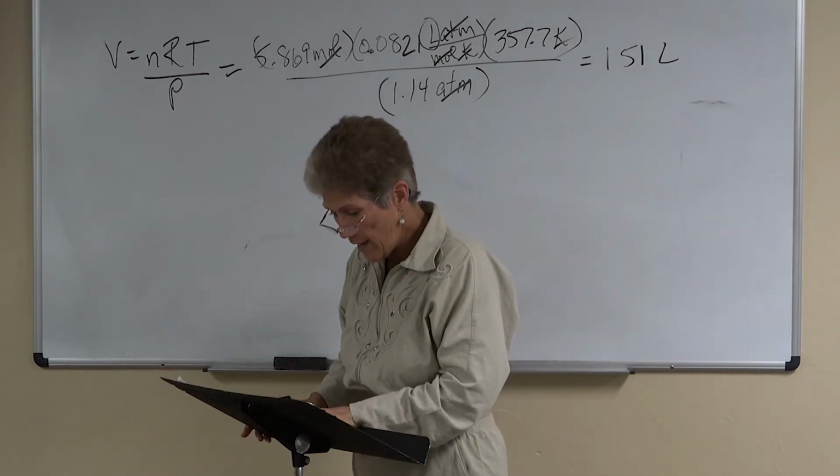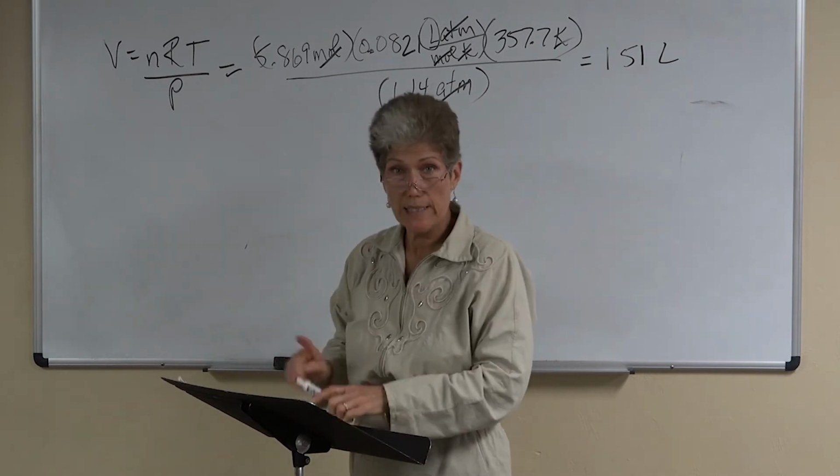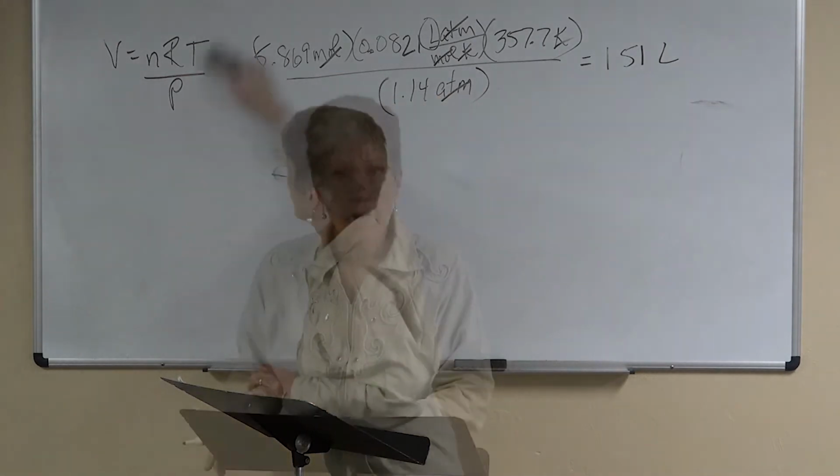And so what I get is 151 liters, 3 significant figures. Number 8, how many liters of hydrogen are made at 25 degrees Celsius, 1.12 atmospheres, when 25 grams of magnesium react with an excess of HCl according to the following equation? And there we have the equation.